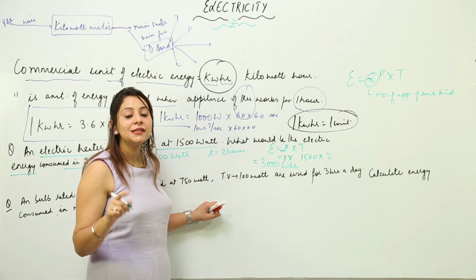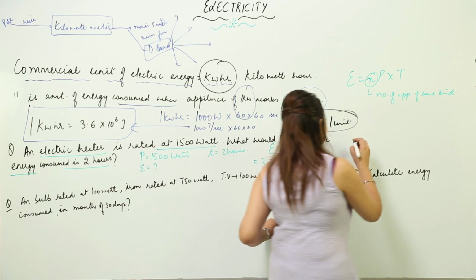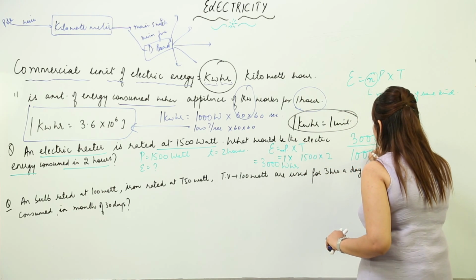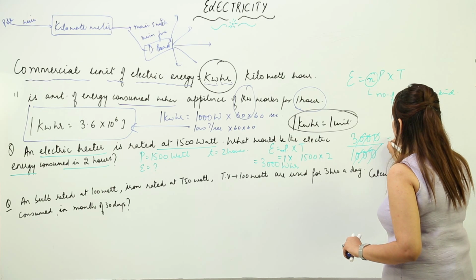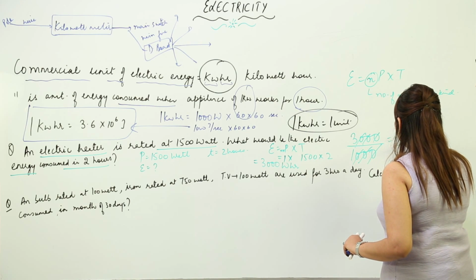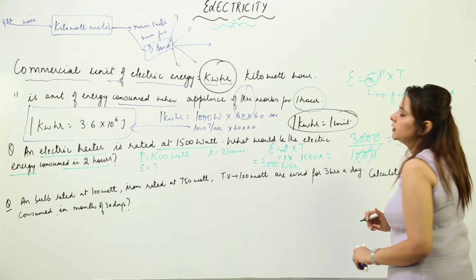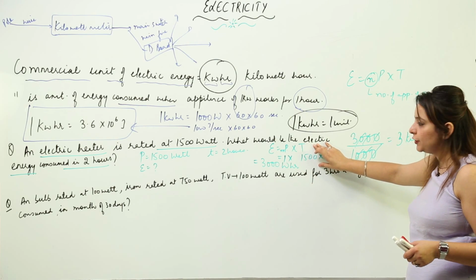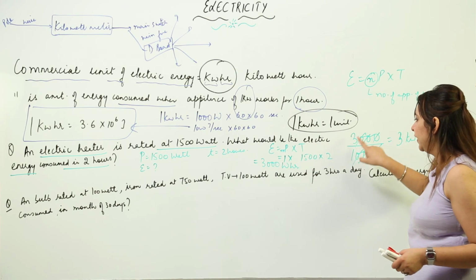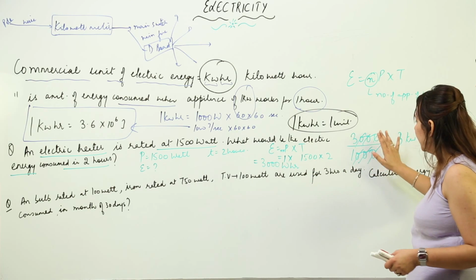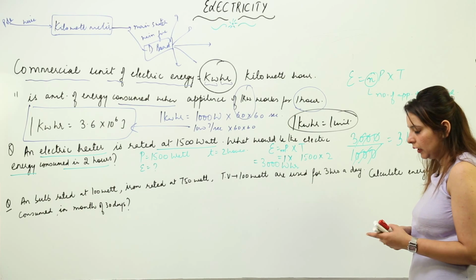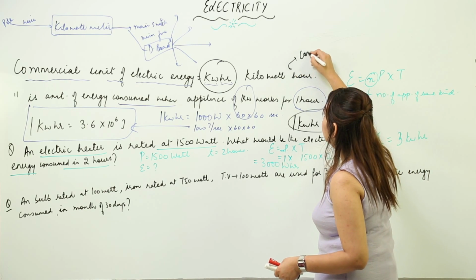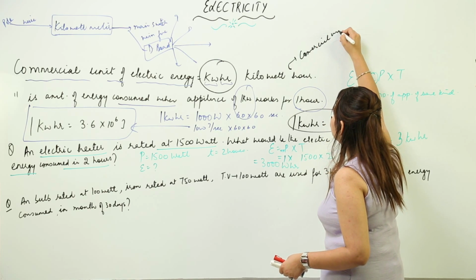But our commercial unit is kilowatt hour, so we need to convert into kilowatt. How? By dividing with 1000. When we divide with 1000, it comes out to be 3 kilowatt hour. So this is the answer. I think you got it. First I calculated electric energy because the power was in watt, then I divided by 1000, and it came to 3 kilowatt hour. That is the commercial unit of electric energy.